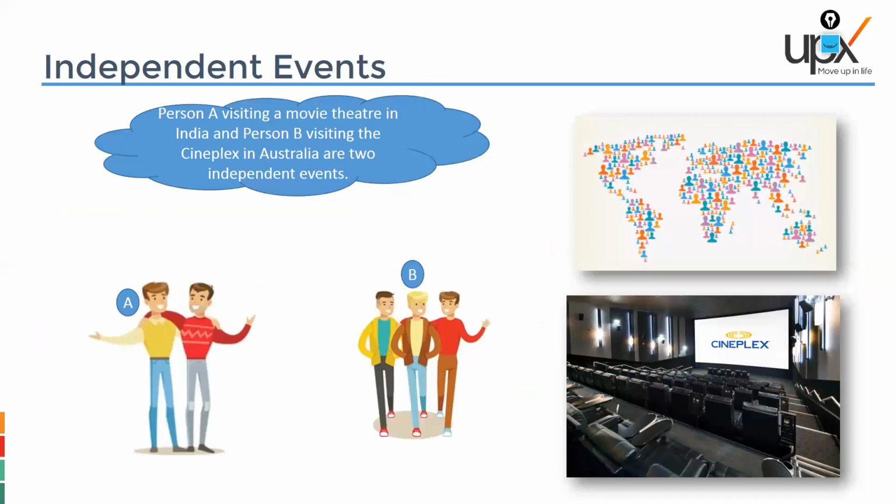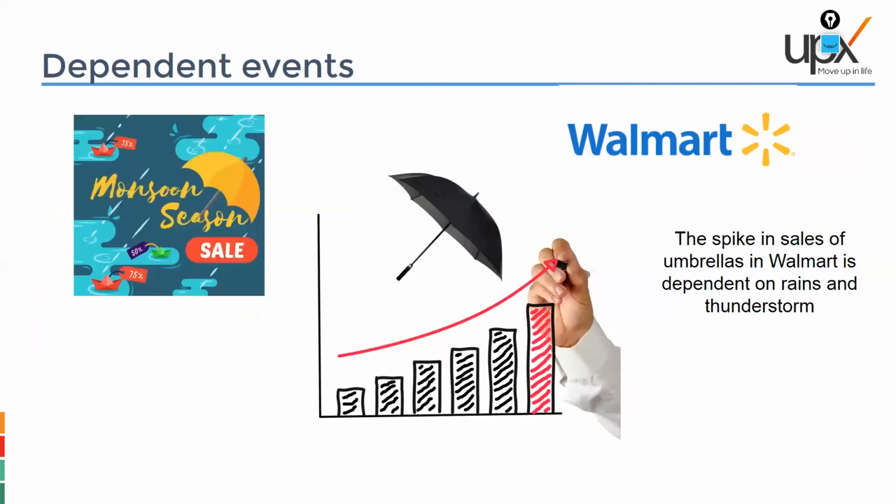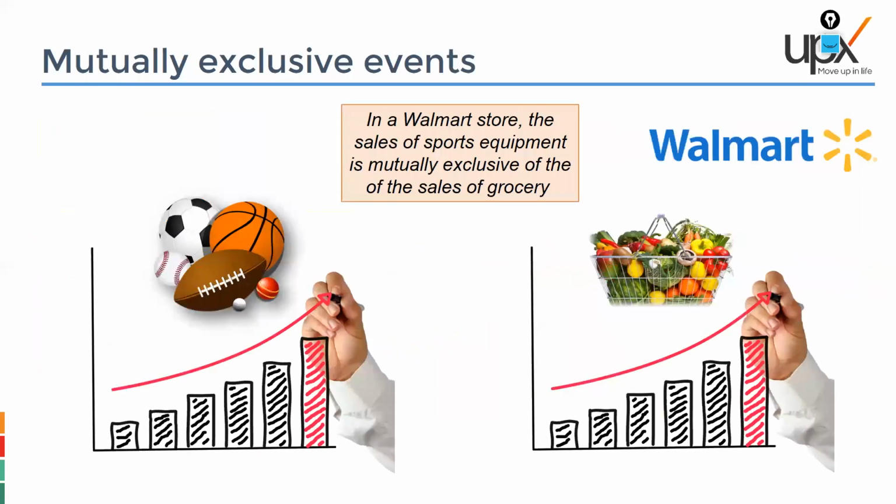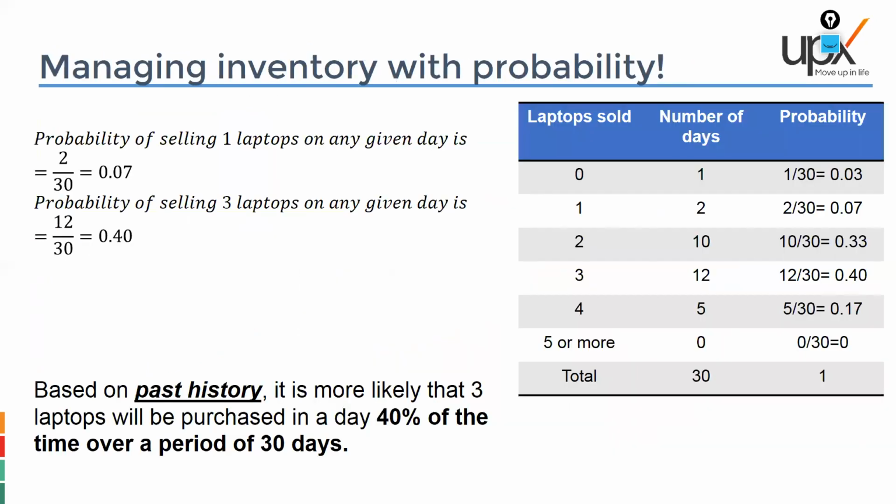Decision tree, independent events, two events happening at the same time, which are not dependent on each other. Dependent events, events happening at the same time and being dependent on each other. Mutually exclusive events, two events not happening at the same time. And then we also learned how we use probability, historical data to make predictions about the future. If somebody asks you what the chances are that you're going to buy 5 or more laptops, you will say 0 because you have never done that.